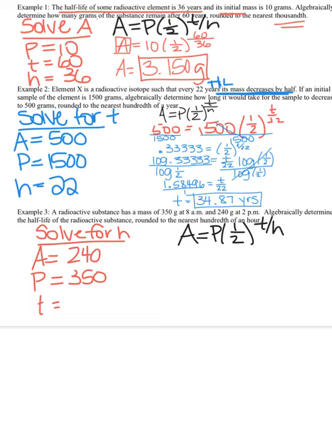The 8 a.m. to 2 p.m. thing is just meant to throw you off. Remember, from P to A, your T value is how much time has passed to get until it gets to that A amount. So from 8 a.m. until 2 p.m., that is 6 hours. So T is going to be 6. So we just plug all of this in, and then it gets rid of the word problem. So 240 equals 350 times 1/2 raised to the T, which is 6 divided by H.